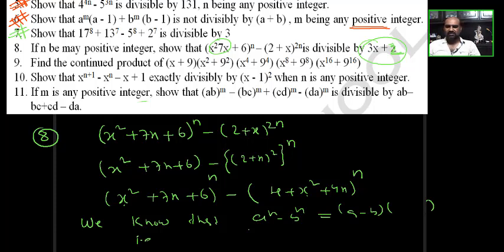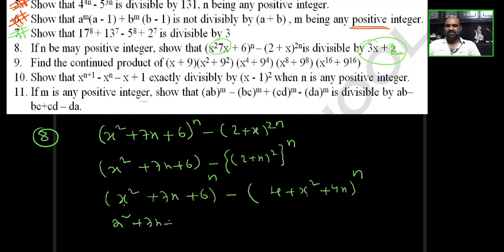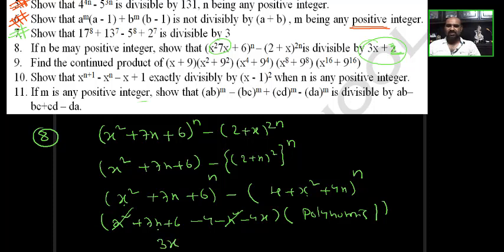That's why, next page I will write, okay, here only I will write. So x square plus 7x plus 6 minus, directly I will write, minus 4 minus x square minus 4x, into some polynomial. Okay, so here x square gets cancelled, 7x minus 4x, what is that? That is 3x, plus 6 plus 2, okay, into a polynomial I can write.